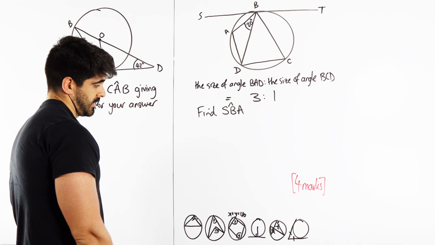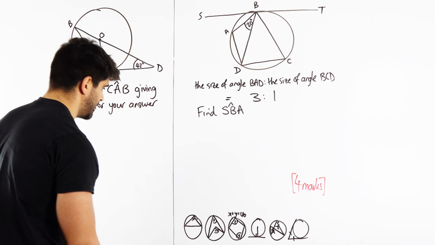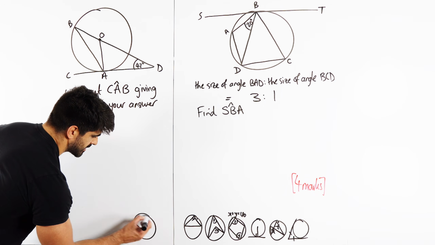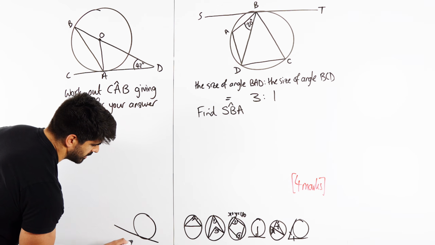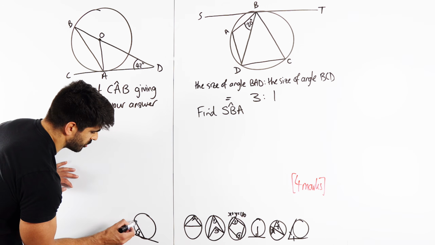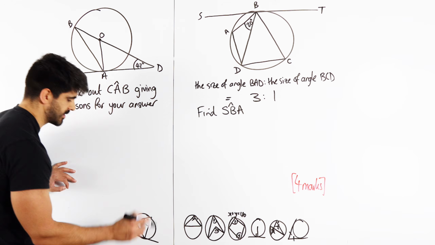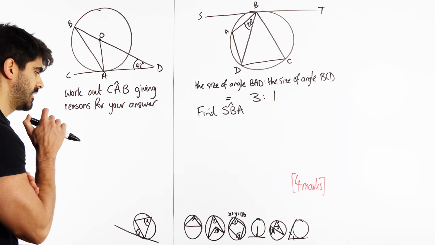What else have we got? A fan favorite is the alternate segment theorem. The alternate segment theorem is the angle between a tangent and a chord. So the angle between a tangent and a chord, if you take that chord and draw lines to the circumference, they're the same. And I think that's it.